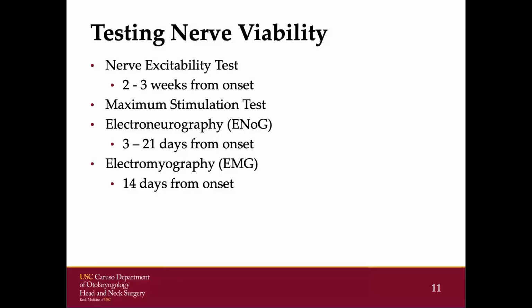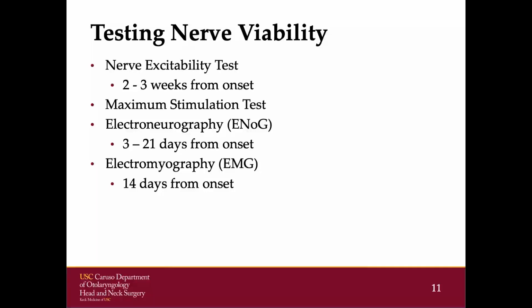So the first is the nerve excitability test, or the NET, which uses an electrode on the skin to assess for stimulation and movement. And the result is interpreted by a rater, so it's largely subjective. And it's important to note that it's really only useful in the first 2 to 3 weeks of injury because of Wallerian degeneration.